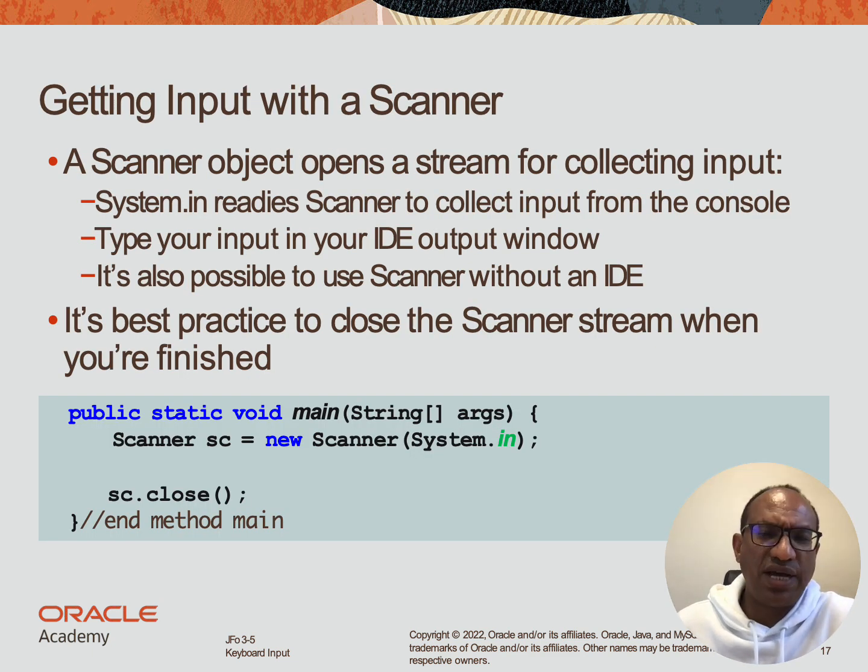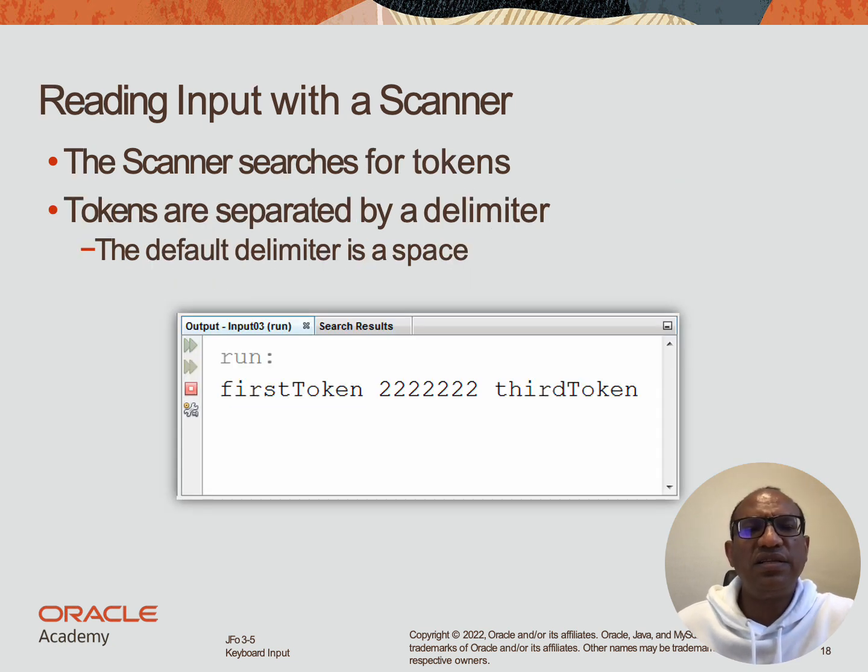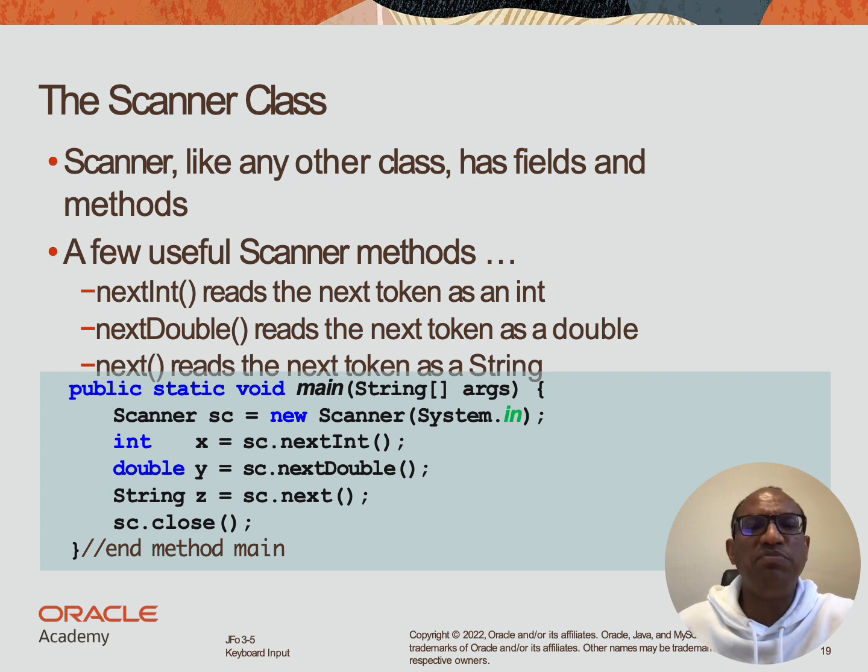Now let's shift to the Scanner class. Scanner reads user input from the console using System.in. Don't forget to close the scanner afterward. Scanners break input into tokens, which are separated by a delimiter. By default, the delimiter is a space. Scanner is a class with many methods. For instance, nextInt reads an integer, nextDouble reads a double, and next reads a word.